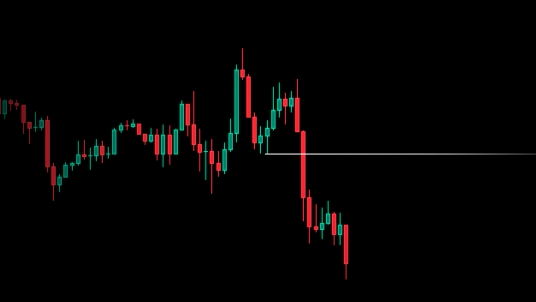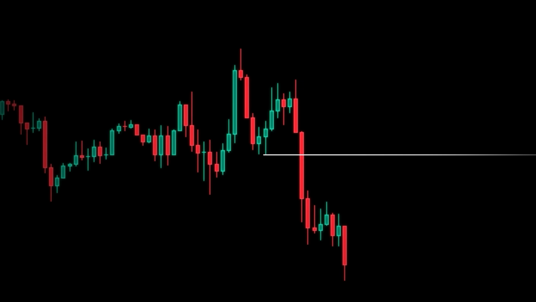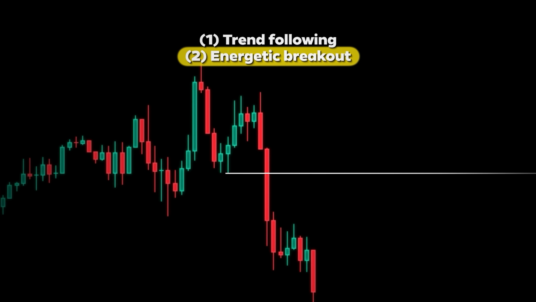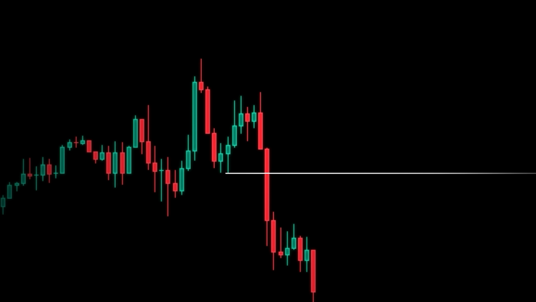The second criteria is that when the move breaks past the level, it should be with a lot of energy, meaning it has to be a candle or a series of candles that's larger than the ones before it. This shows you that momentum of the current trend is there, and you can be confident in your trade playing out.